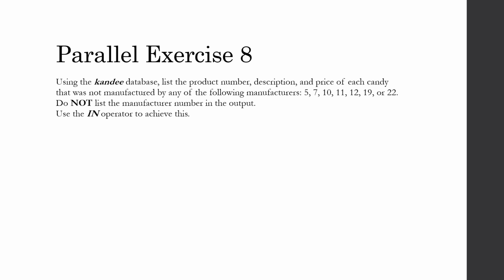Parallel exercise 8. Using the candy database, list the product number, description, and price of each candy that was not manufactured by any of the following manufacturers: 5, 7, 10, 11, 12, 19, or 22. Do not list the manufacturer number in the output. Use the IN operator to achieve this.